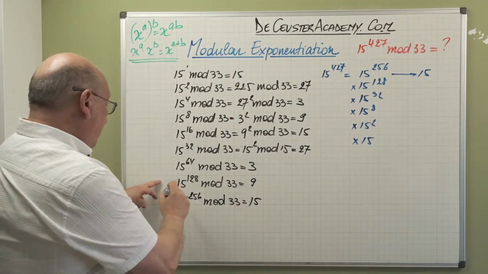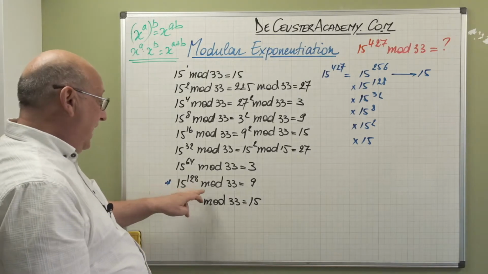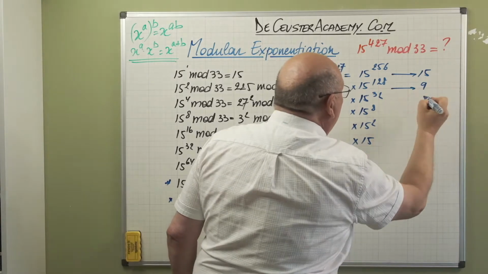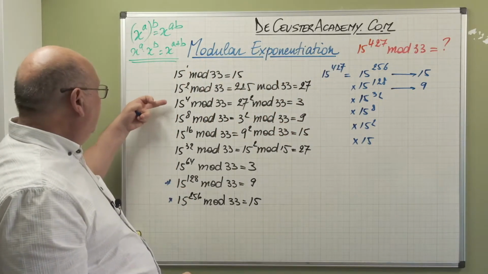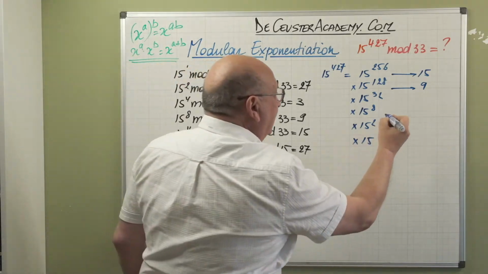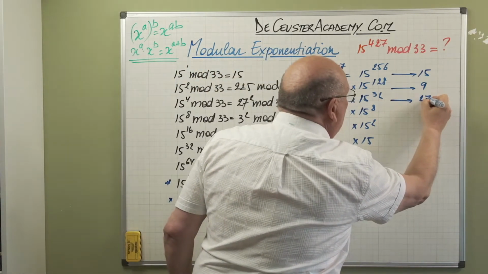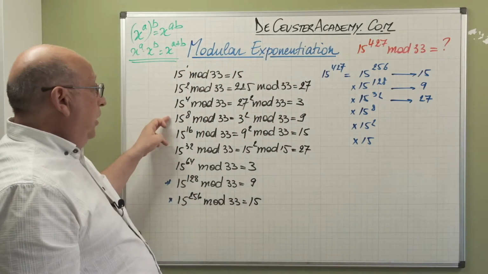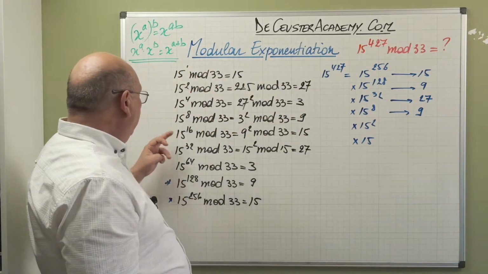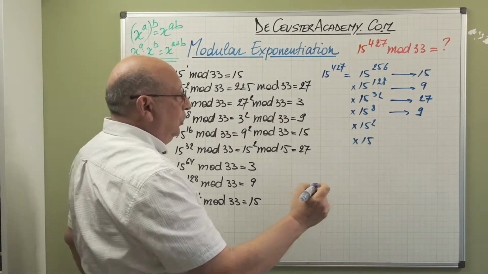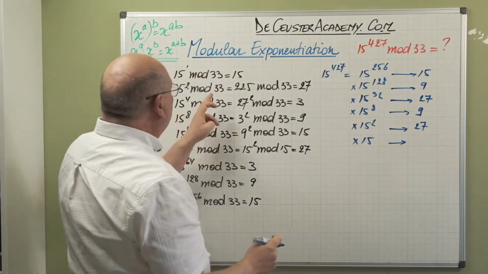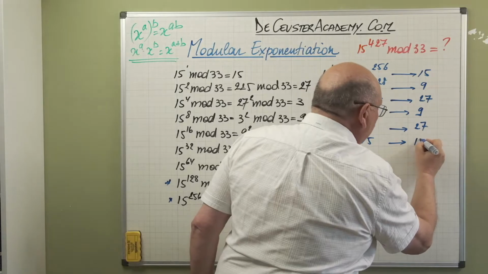Then I have 15 to the power 128 modulus 33. This is equal to 9. Then I have 15 to the power 32 modulus 33 is 27. 15 to the power 8 is again 9. Then I have 15 to the square is again 27. And 15 itself is 15.